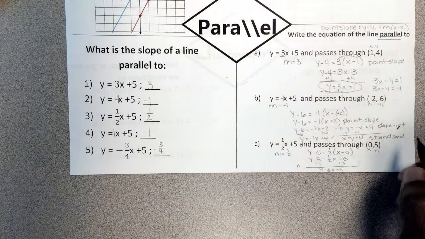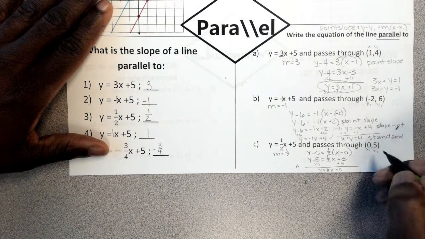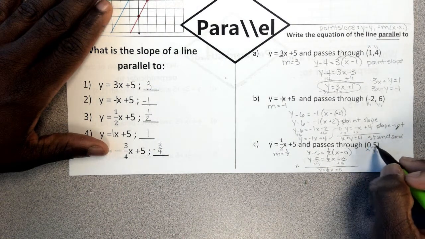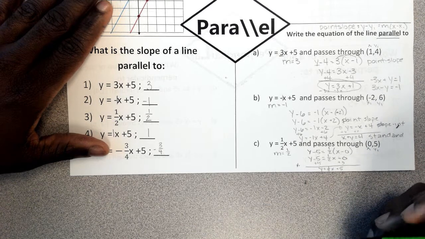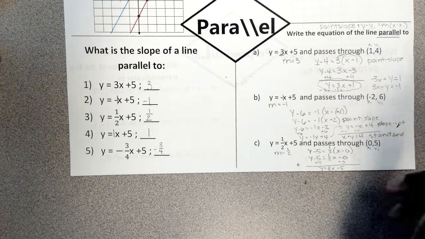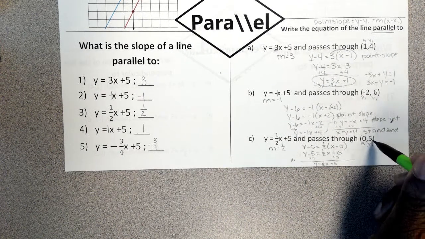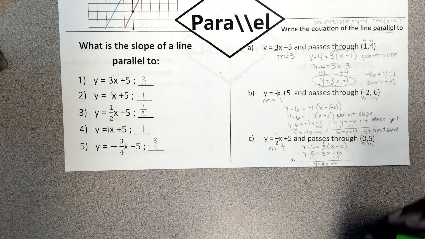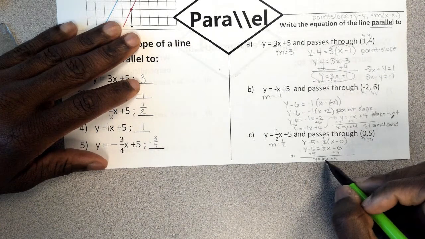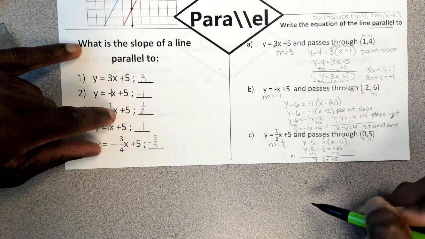Now, notice I could have saved time by noticing that this x is 0. When your x is 0, the y value is going to be the y-intercept. Because remember, the y-intercept is what y equals when x is 0. So this is my b right here, because that's the y-intercept. So I could just simply write out y equals 1/2 x plus 5. Boom. Didn't have to do the intermediate stuff.